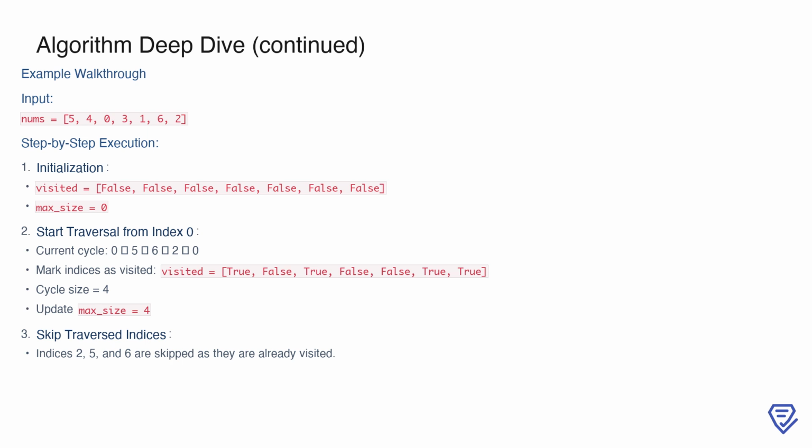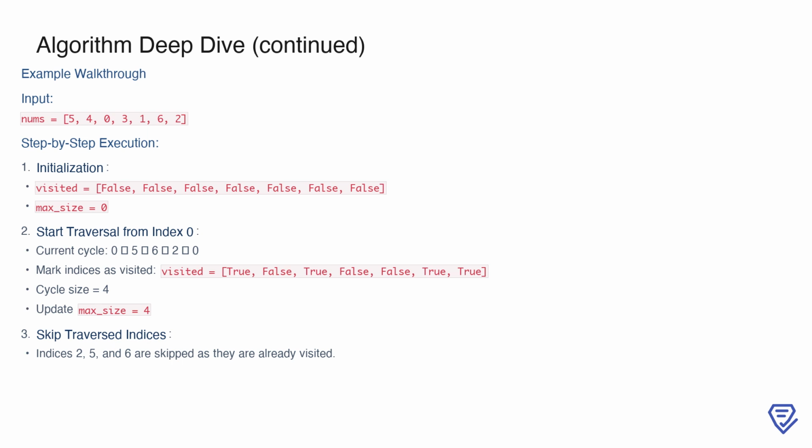Starting at index 0, we follow the cycle 0, 5, 6, 2, 0. During this traversal, we mark the indices 0, 5, 6, and 2 as visited, updating the visited array to true, false, true, false, false, true, true. The size of this cycle is 4, so we update max_size to 4.